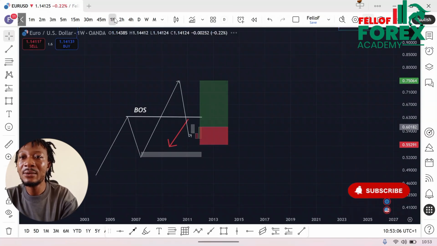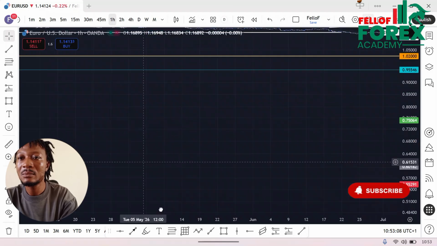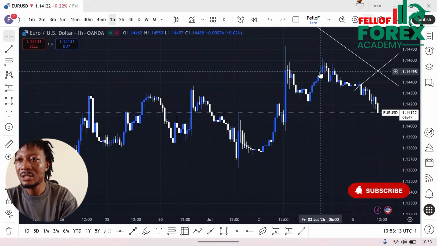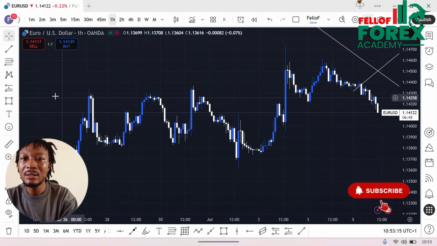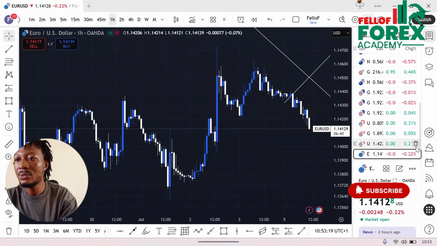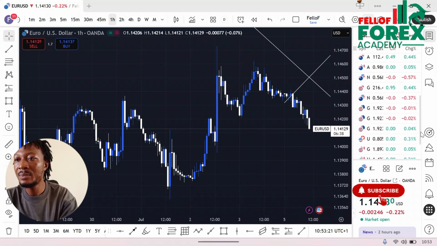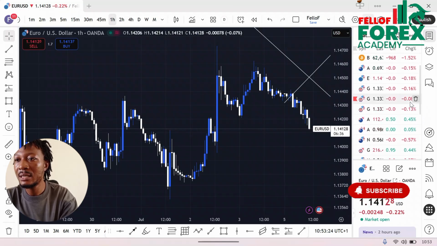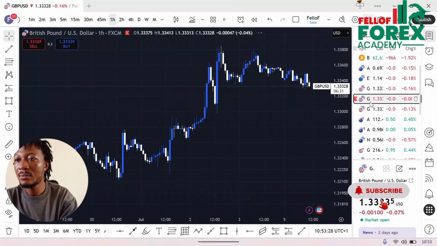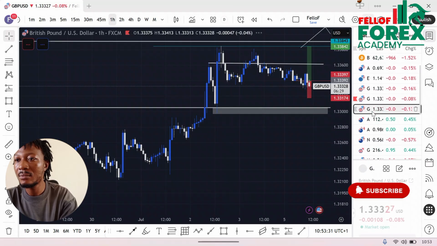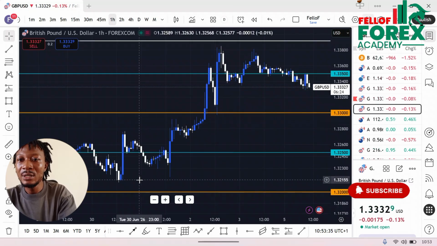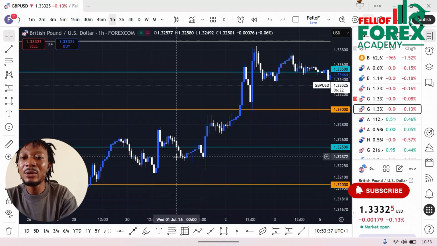Okay, so we go down to the 1 hour time frame, and then we adjust our charts. Okay, then we choose a pair like GBP/USD. I love working on that pair because, okay, so this is where I want us to take an example.